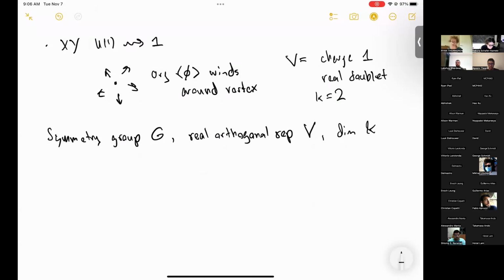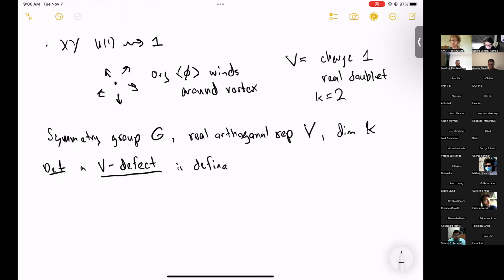Yes, good question. So this will be the data, and then the defects are going to be defined as follows. So I'm going to say a V defect, roughly speaking, is a defect where the order parameter winds around 0 in this representation space V. So it winds around the sphere in V. And I'm going to look at actually a specific V defect.